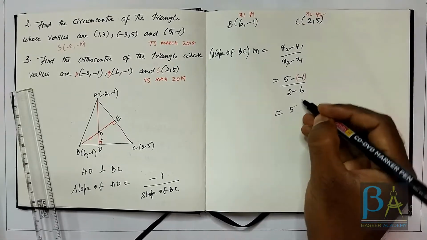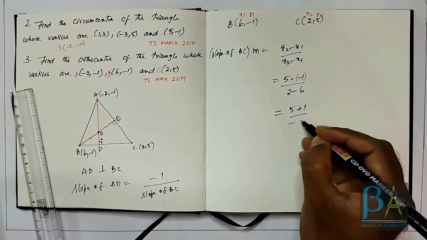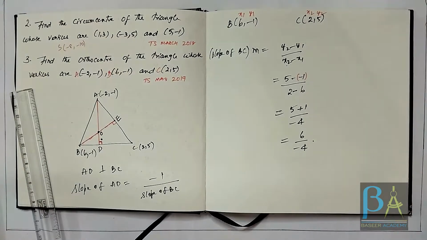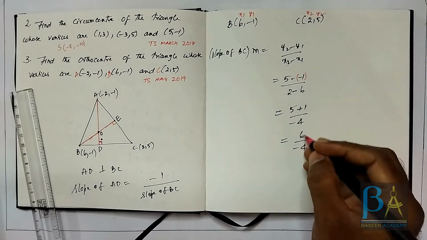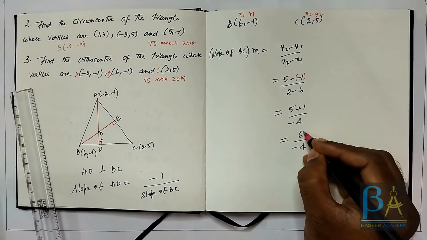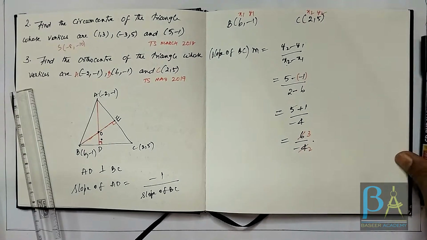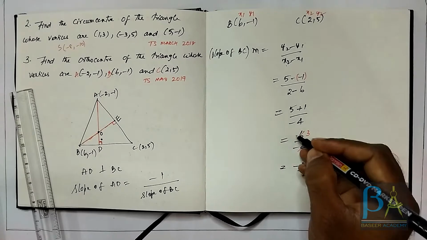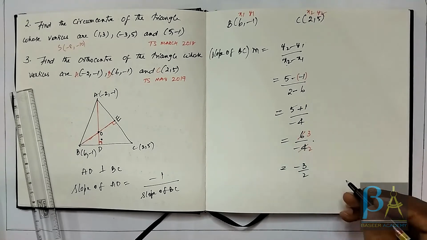So now 5 minus into minus gives us plus 1, that is 5 plus 1, by 2 minus 6 which is -4. So 5 plus 1 is 6, by -4. 6 and 4 obviously cancel out by the 2 table. They go by the 2 table, so let me cancel them. 2 times 3 is 6, 2 times 2 is 4. So the slope of BC is -3 by 2. The minus sign you can push to the numerator. So the slope of BC is -3 by 2.